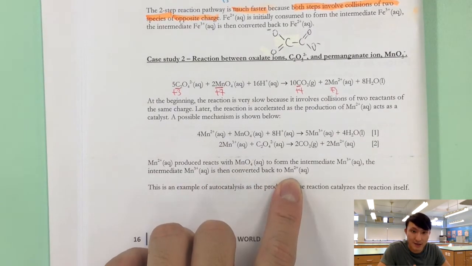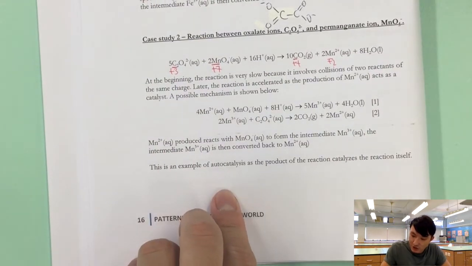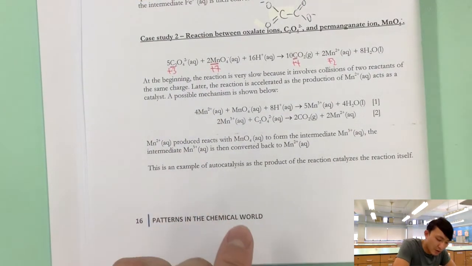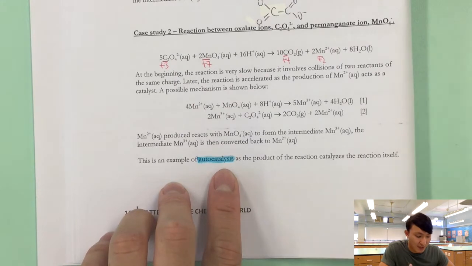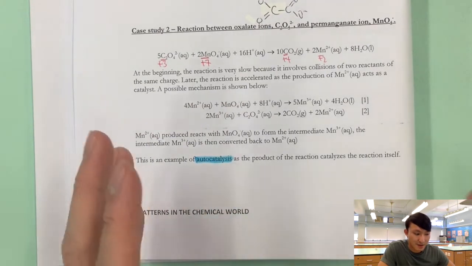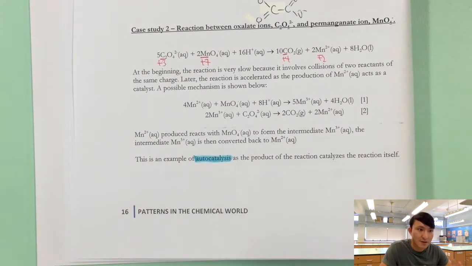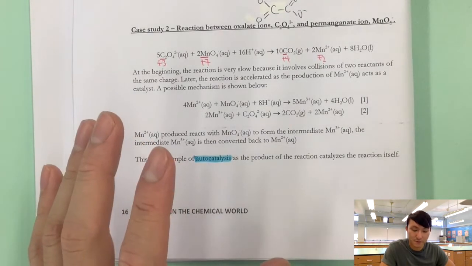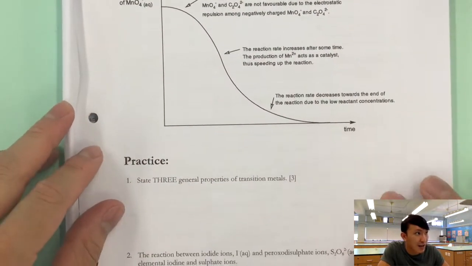So Mn2+ is acting as an electron carrier, facilitating the electron transfer between oxalate ion and permanganate ion. Right? And this special example has a name. We call this one autocatalysis. Auto means do it by itself. Catalysis basically means catalyst. So the reaction will catalyze itself, meaning that the reaction will produce a product which can act as a catalyst of the reaction itself. This is an interesting example which has been asked in DSE. So do pay attention to that.